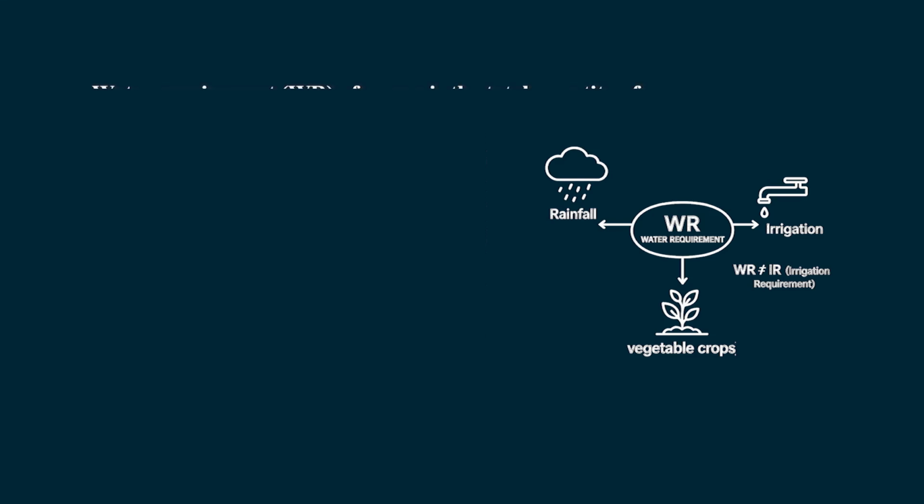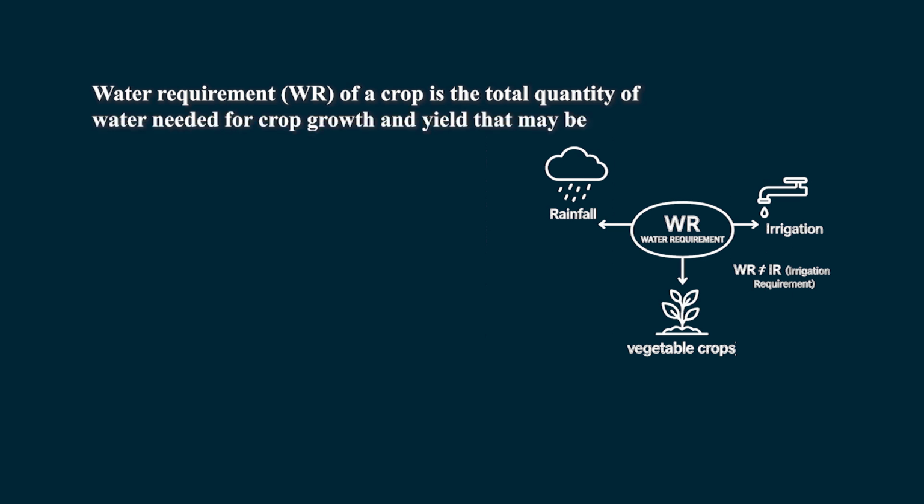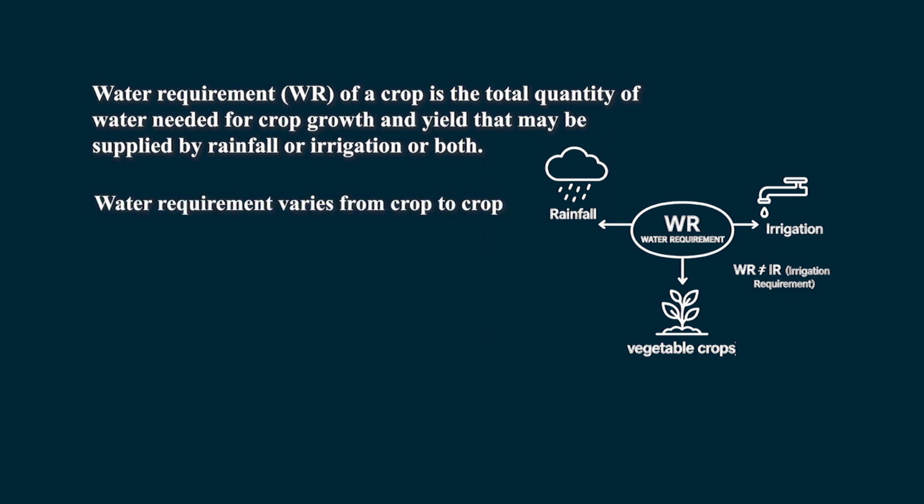Water requirement or WR of a crop is the total quantity of water needed for crop growth and yield that may be supplied by rainfall or irrigation or both. It varies from crop to crop and soil profile.